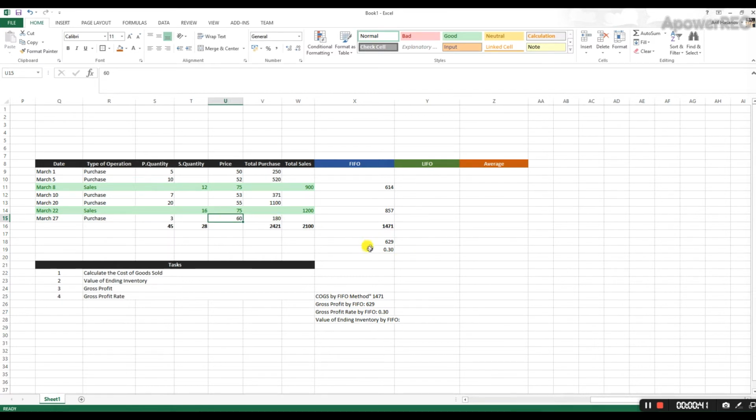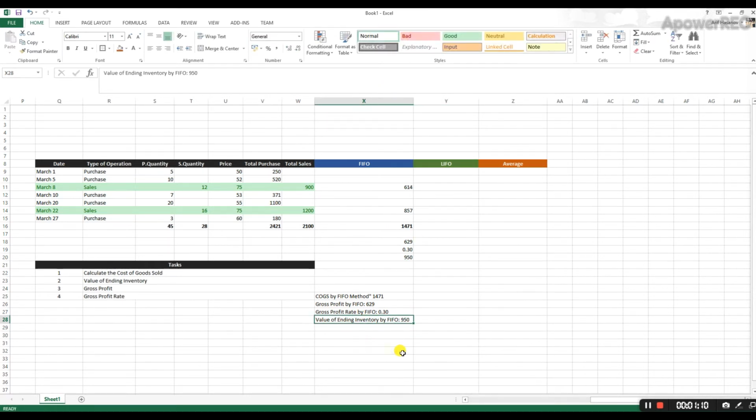So we can calculate it. As we remember, we have left 14 from the one that we bought for 55 plus 3 that we bought for 60. 950. And so the answer is 950 ending inventory by the FIFO.